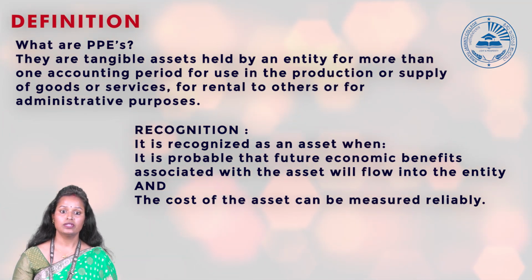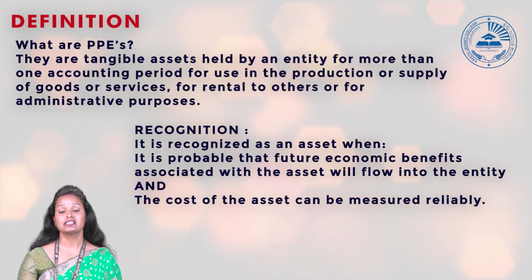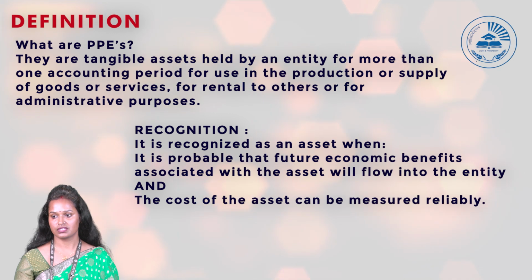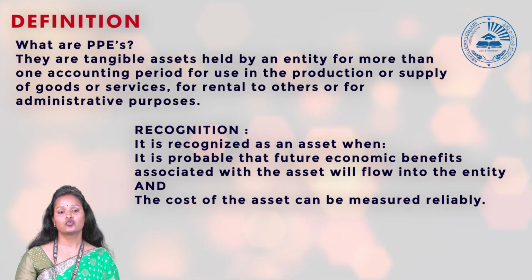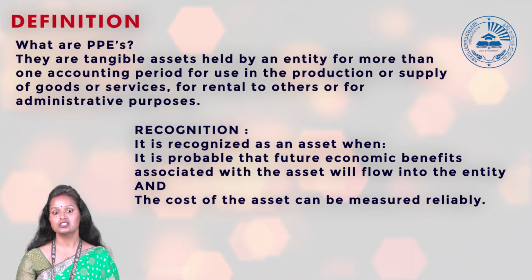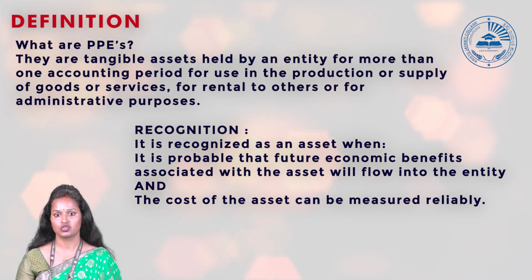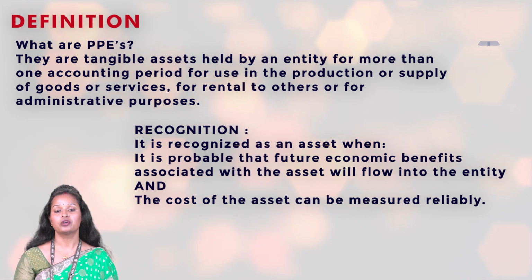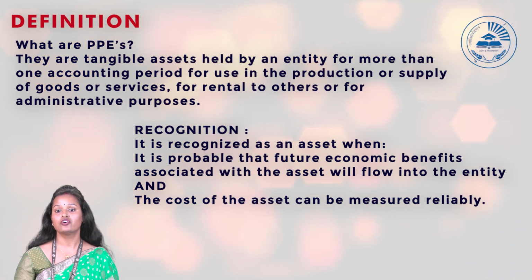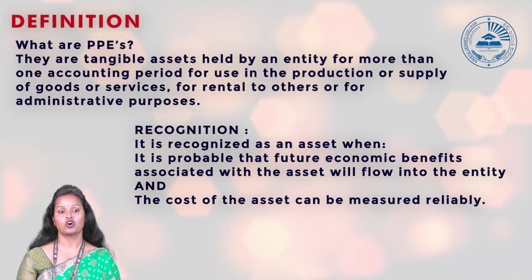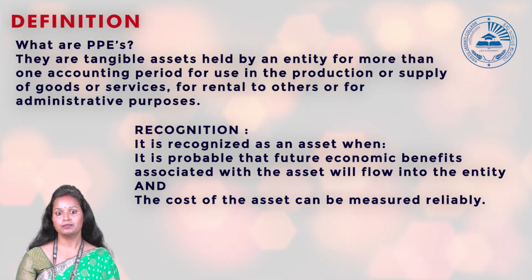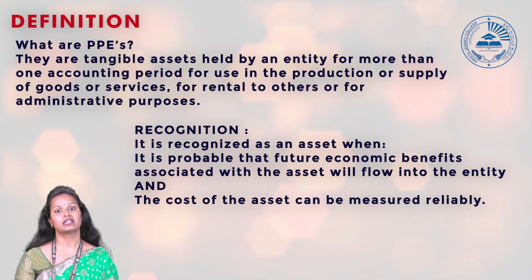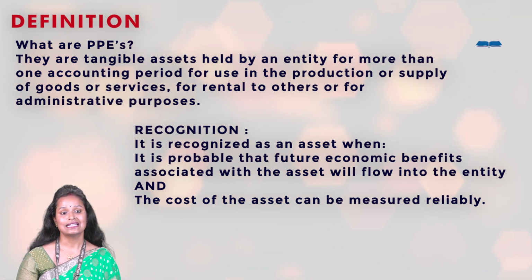Then with that, another condition is it must be used for the production or supply of goods and services. And also it could be used for rental to others or for administrative purposes. So if we are using that particular tangible asset for more than one year, only for the purpose of production, supply, rental or administrative purposes, then only we will call it property, plant and equipment according to IAS 16.